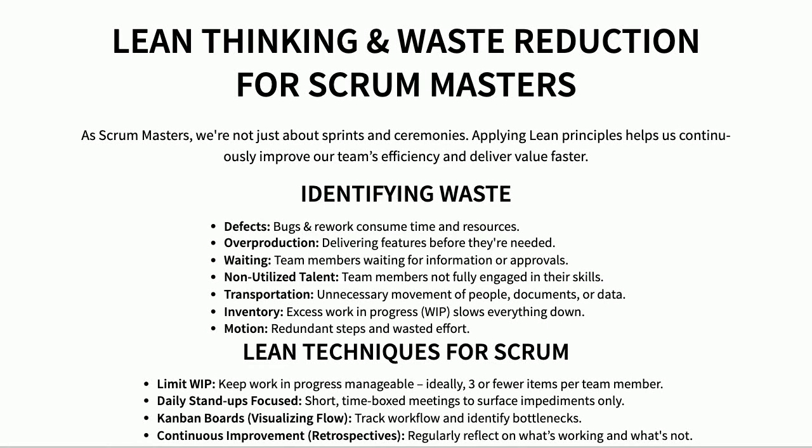Okay, let's talk about how we can use lean thinking as Scrum Masters to really boost our team's performance. Basically, it's all about getting rid of anything that's wasting time and energy, or waste in lean principles. We're looking for things like defects, delivering too much at once, waiting around for information, or not fully utilizing everyone's skills. There are 7 types of waste we need to be aware of. Then, we can apply techniques like limiting work in progress, keeping our daily stand-ups tight and focused, using Kanban boards to visualize the flow of work, and regularly having retrospectives to continuously improve our processes.